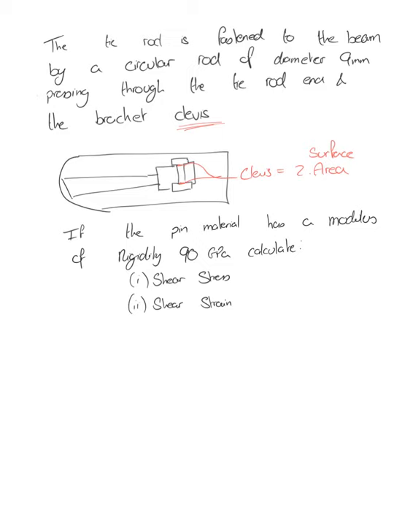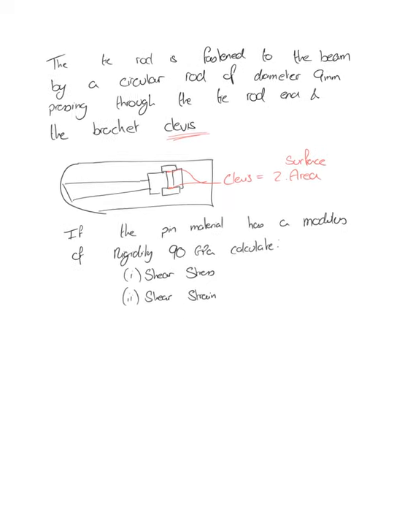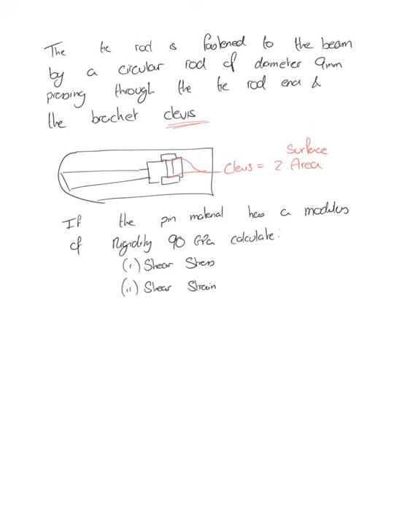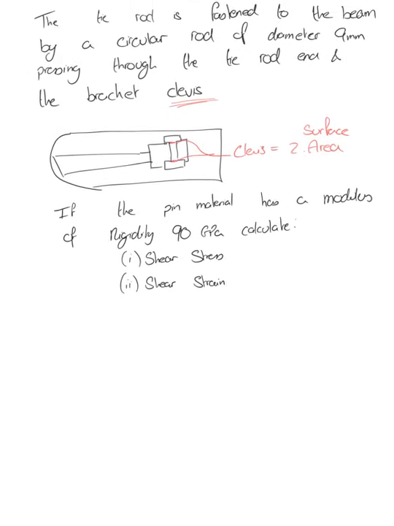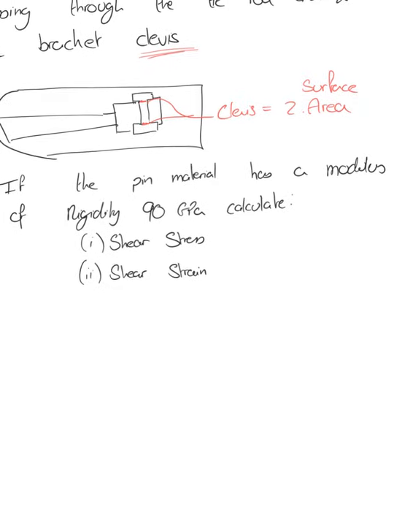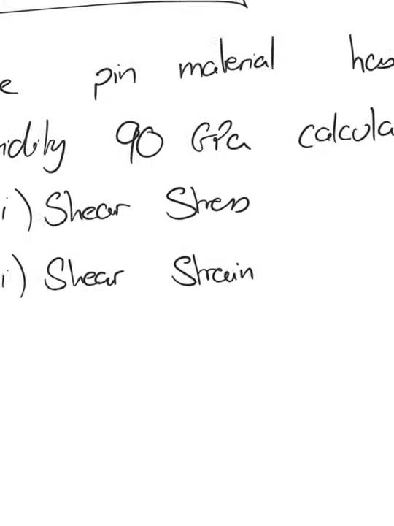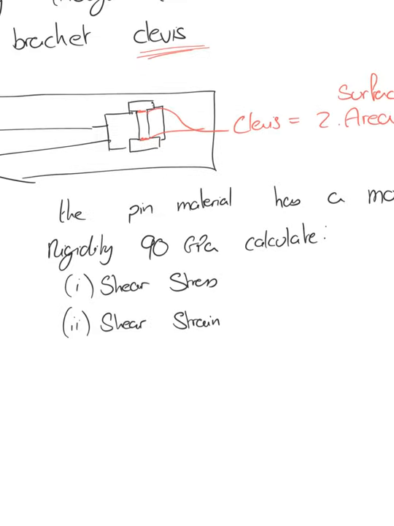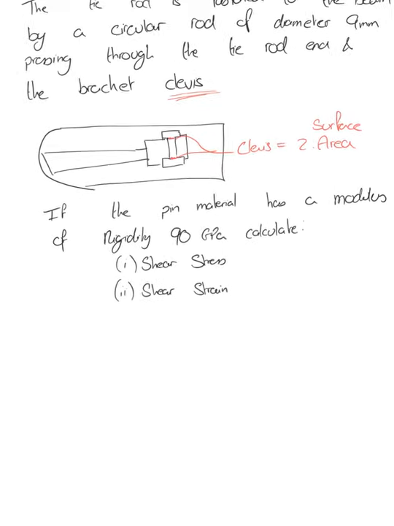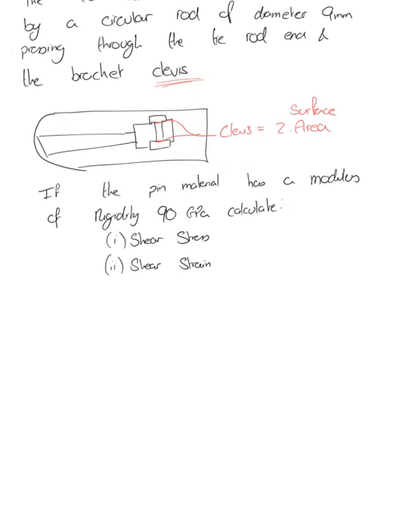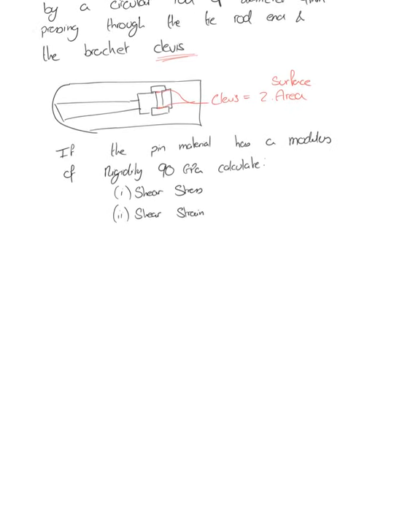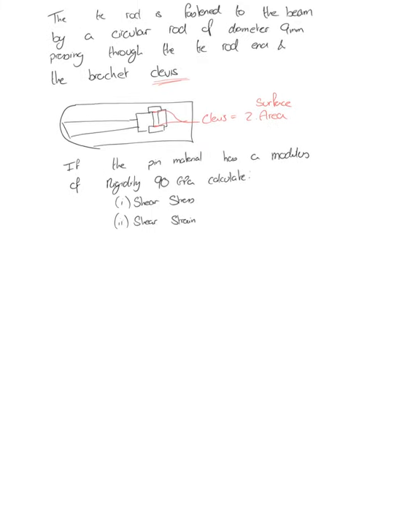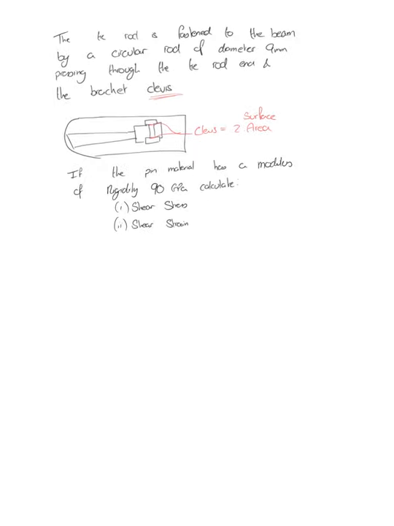Okay. Now I'm told in the same system the tie rod is fastened to the beam using a circular rod of diameter 9 millimeters, passing through the tie rod end and the bracket clevis. Now if you see a clevis, just remember there's two surface areas, so I've tried to show them in red there. So the area of stress is going to be experienced in two places. We're asked to find shear stress and shear strain if the pin material has a modulus of rigidity of 90 gigapascals.